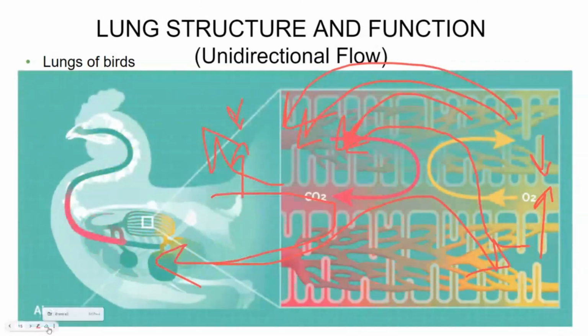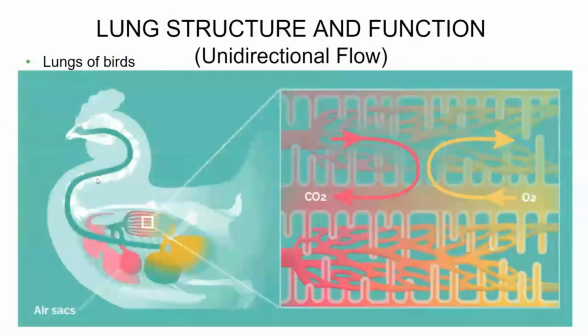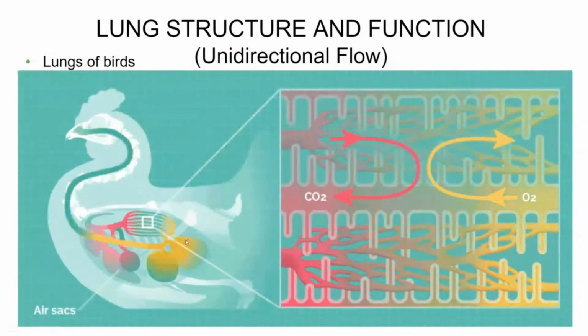So we can see this here in this GIF. You can see the chicken breathing in and out. And at the same time, these air sacs are filling and emptying with air, but they're filling with different air. So the new air is going straight to the back and the spent air is going to the front.